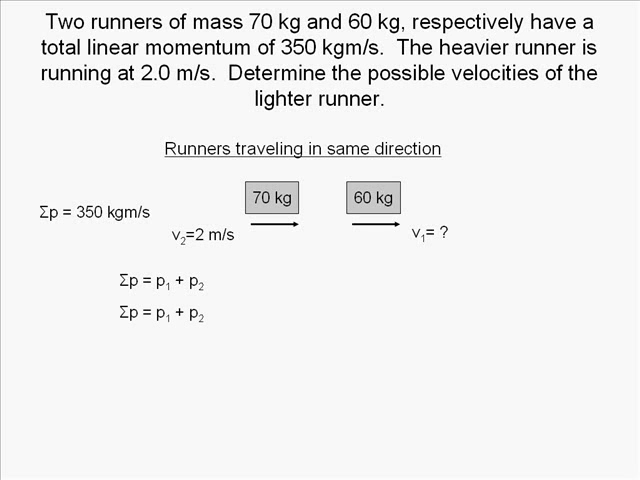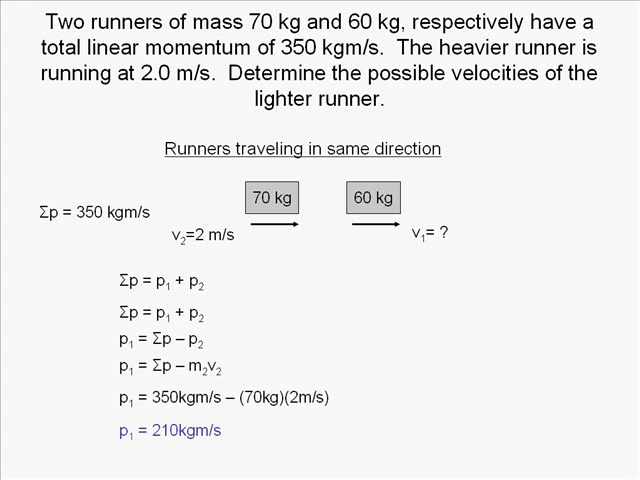We need to isolate P1. We can now change P2 into its equivalent, M2 times V2, plug in the values, and solve for P1. P1 equals 210 kilogram meters per second.